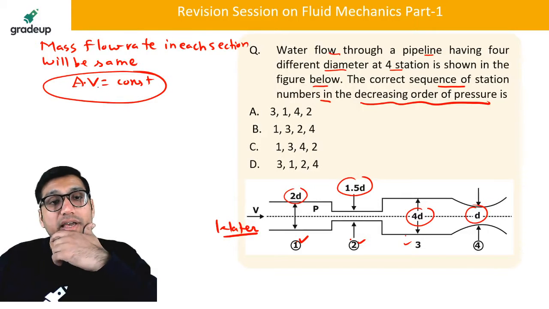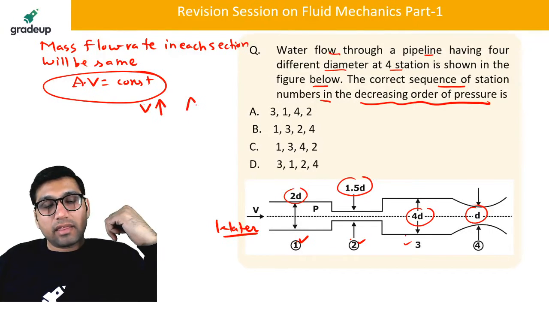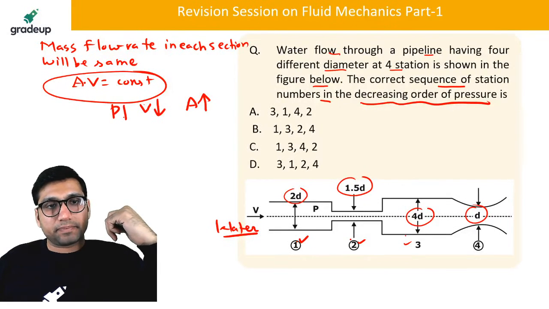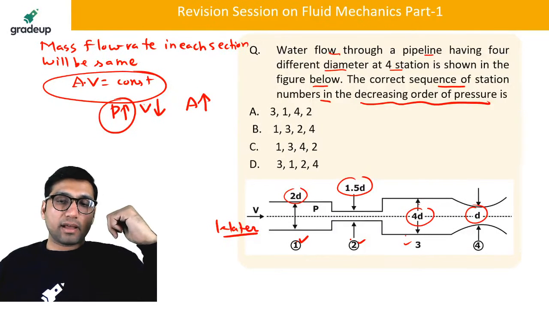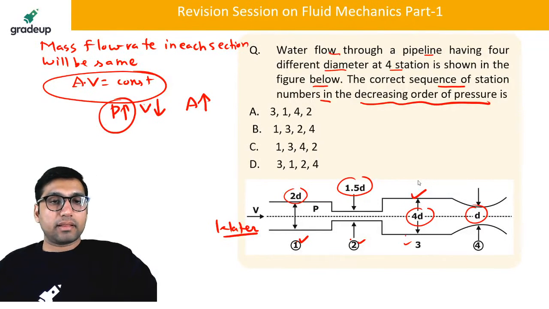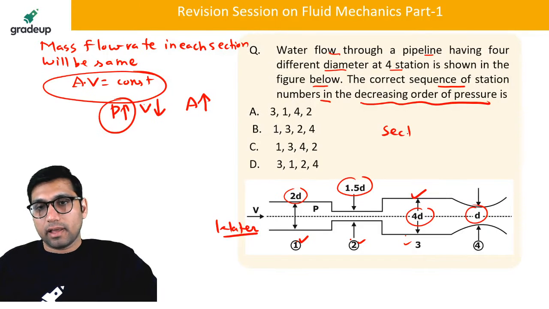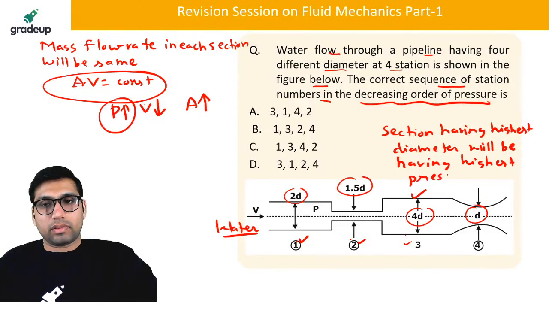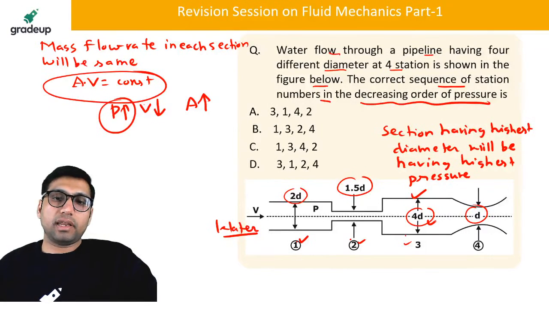Now, because discharge is constant in each section, if area is decreasing, velocity will be increasing; if area is increasing, velocity will be decreasing, right? So the section which has more area will have less velocity and more pressure. That section which has the highest diameter will have the highest pressure. So here the highest diameter is for section 3, then section 1, then section 2, then 4. So the answer will be option D here.